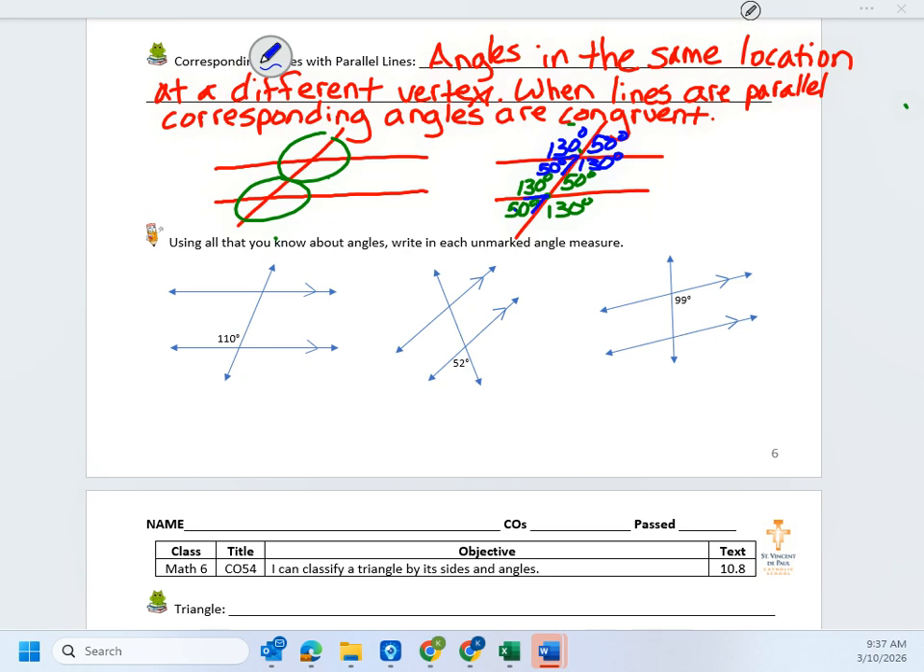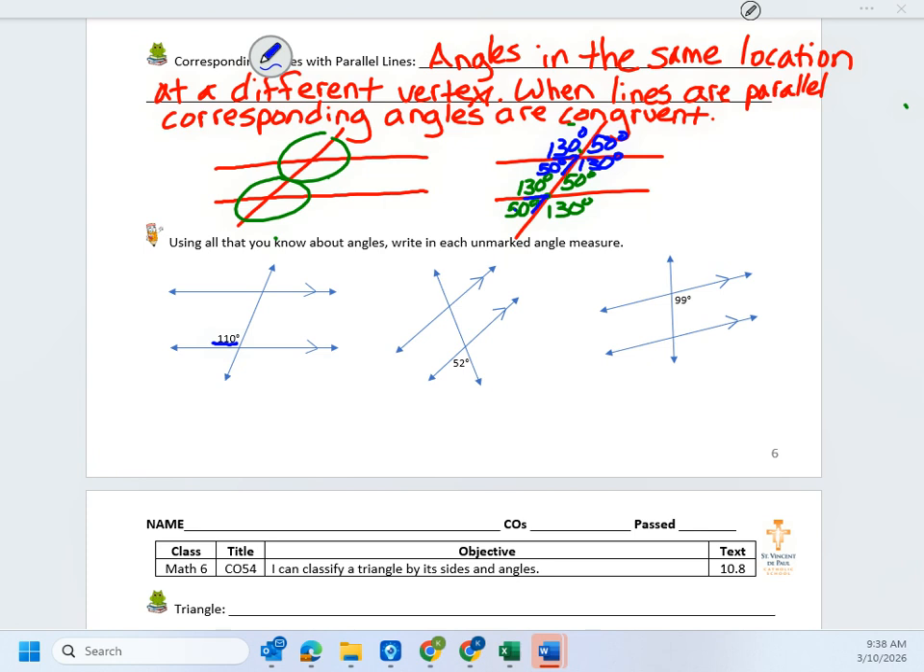Corresponding angles, those vertex angles all around it are identical. They are congruent. So I can pick this up, and that 50 degrees is going to go right on top of the 50 degrees. They look exactly the same. So when we look at our work, we're given that one angle measurement of 110 degrees. Can I figure out what's under it?